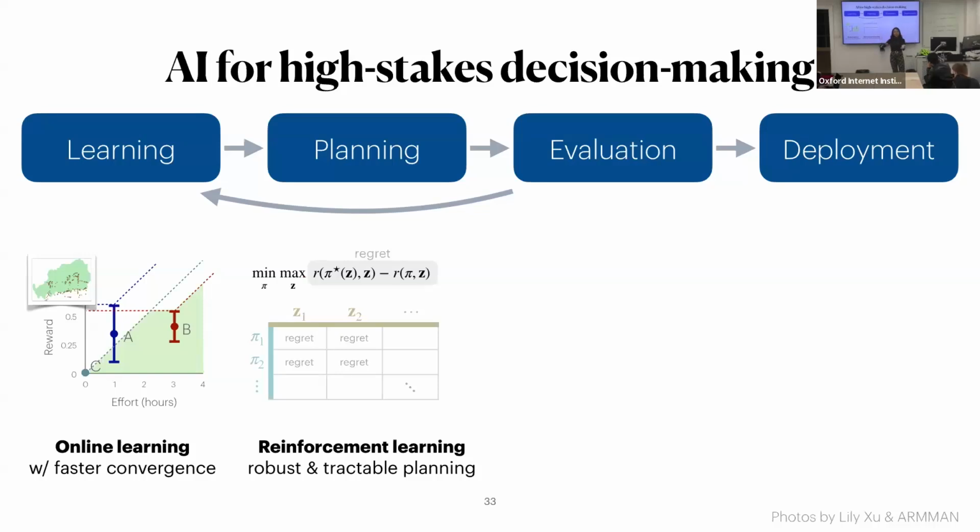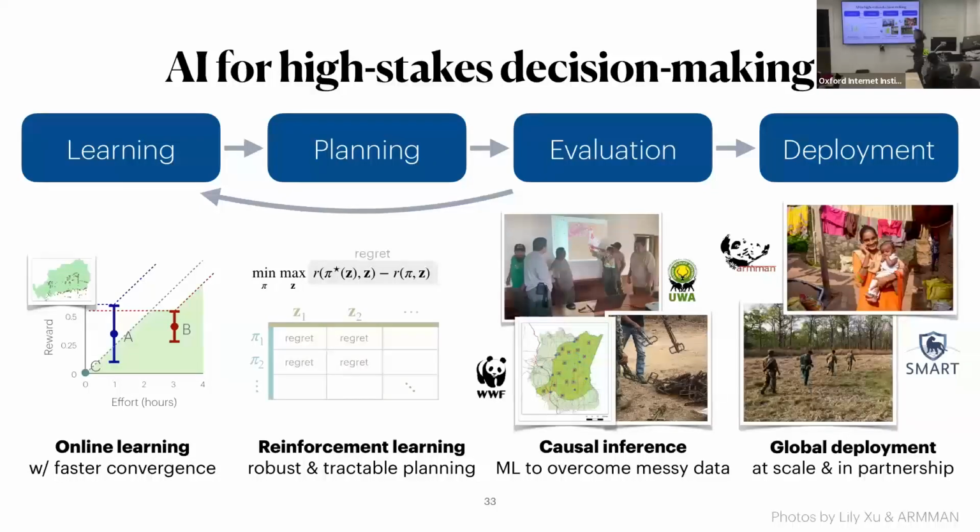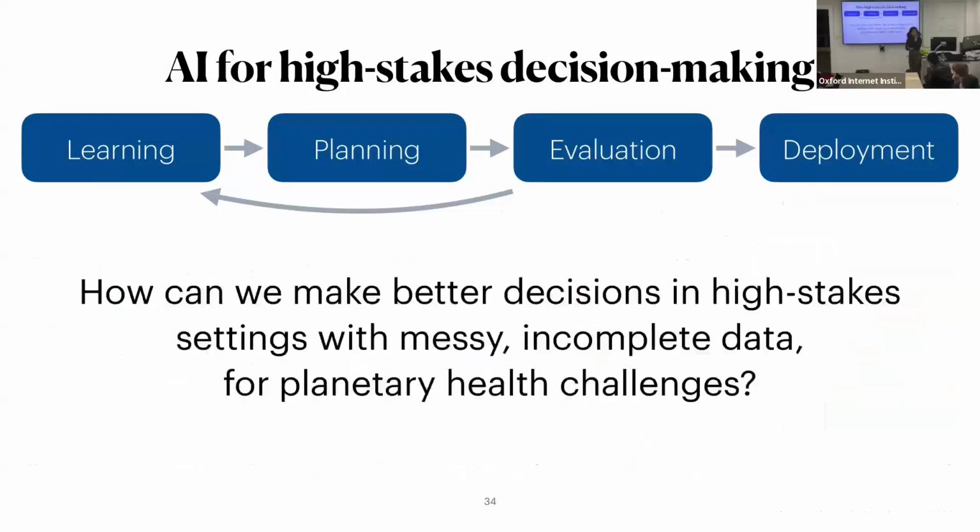Then taking the models that we've built to do planning, including with reinforcement learning and optimization, trying to evaluate the impact of our actions using causal inference, and then also working with partners to help scale up the actual deployment of these systems. The broad question that guides my research is how can we make better decisions in high stakes settings with messy, incomplete data for planetary health challenges?